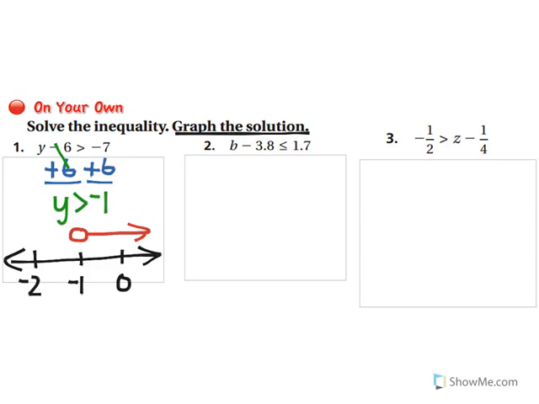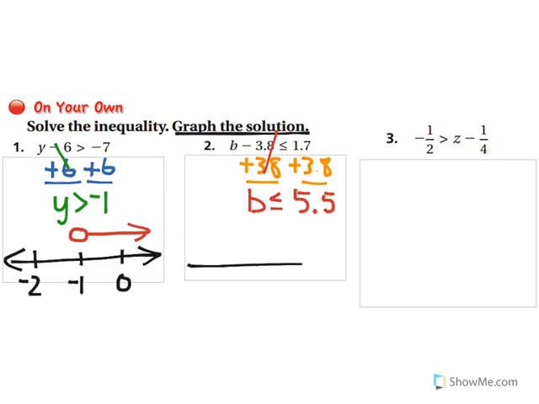For this one, we start off with subtracting 3.8. So we're going to go ahead and add 3.8 to both sides. So add 3.8 here, add 3.8 there. The 3.8s cancel out, leaving me with b is less than or equal to, well, it looks like 1.7 plus 3.8 would give me 5.5. So it's time to graph it.